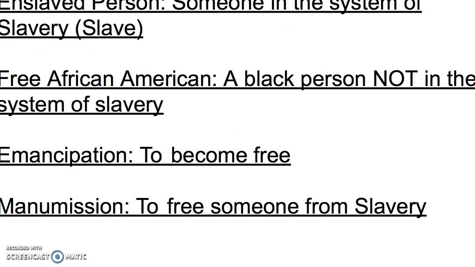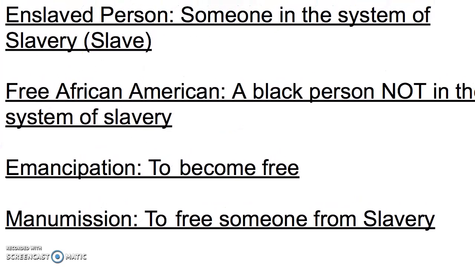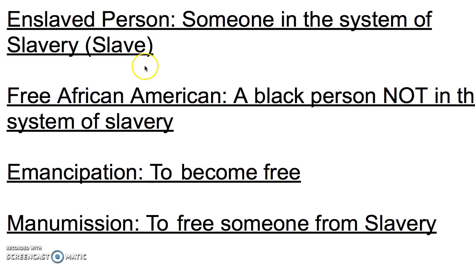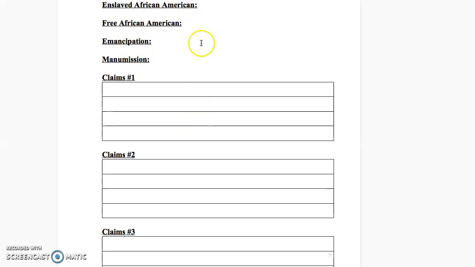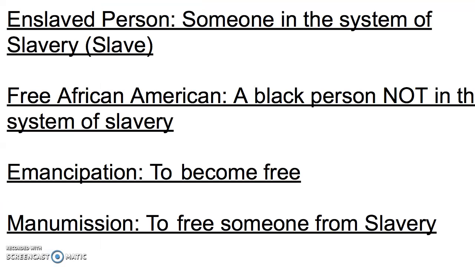And so when we talk about life for African Americans before the Civil War, we split them into groups. So we have enslaved people who are people that were in the system of slavery. And then we have free African Americans, so a black person not in the system of slavery. We also have the term emancipation, which means to become free, and then manumission, to free somebody from slavery. So you need to go to your sheet and you need to type in these definitions at the top of your sheet here. Okay, pause the video as you need to.